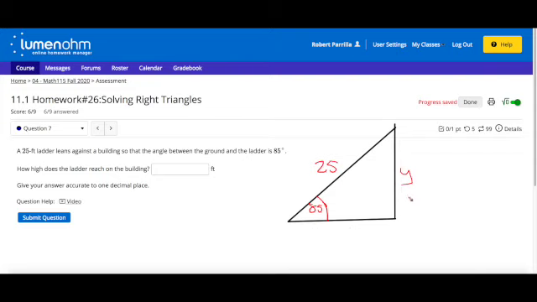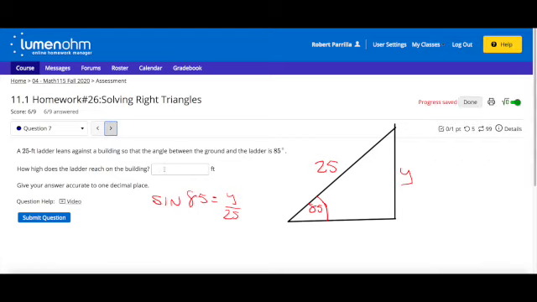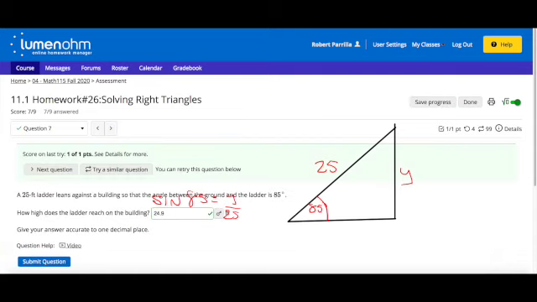So opposite, hypotenuse, sine. 1 decimal place also. Remember that too. 85 is pretty high up. That's a pretty steep angle, so it's going to be really up there. Sine of 85 is y over 25. So we're going to do that too. 25 sine of 85 equals 24.9 feet. That's pretty high up. Seriously. 24.9. Bang. We're up to 8.